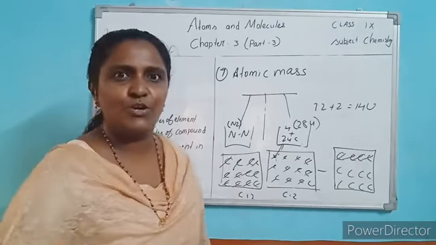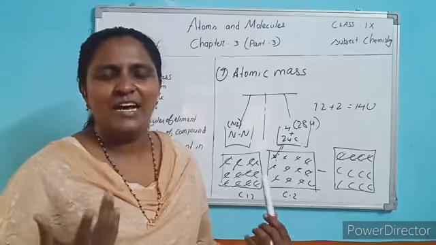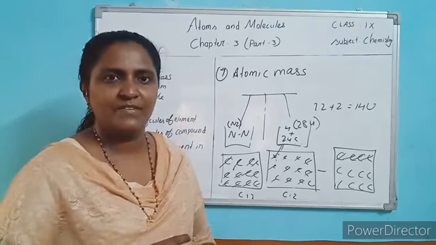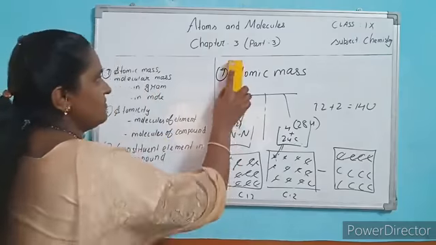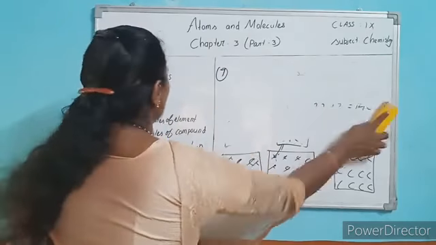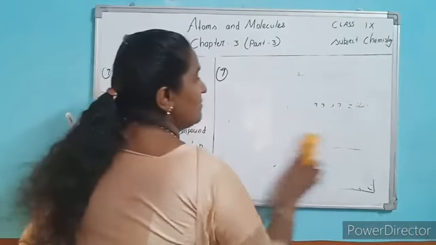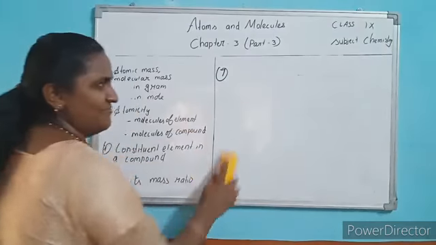This is the way we find the molecular mass of an unknown atom or element. Clear? Now let us move to the topic: how to convert unified mass to gram.